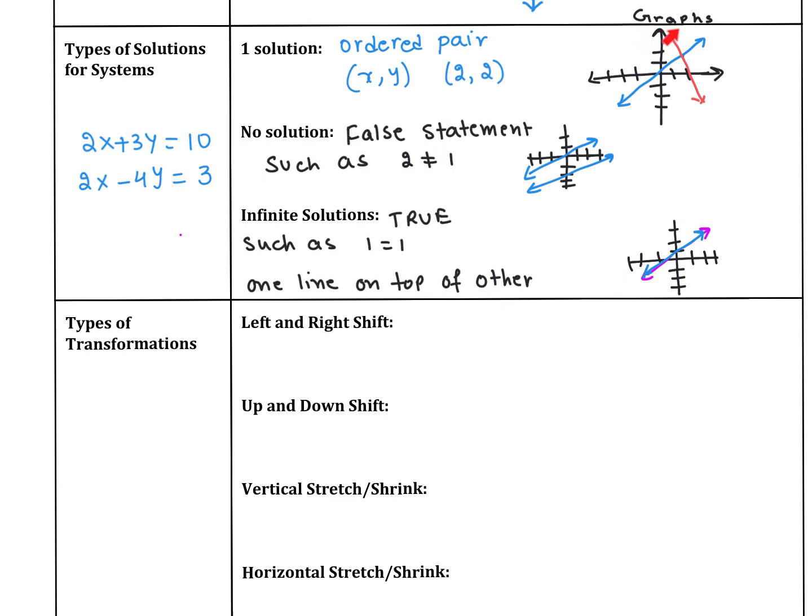The graphical representation of no solution is that you're going to see two parallel lines. Infinitely many solutions means that you're going to get a statement that is true algebraically, which means one side equals the other side. Graphically, you're going to get only one line on top of the other line, or overlapping lines. So one line is going to represent infinitely many solutions.